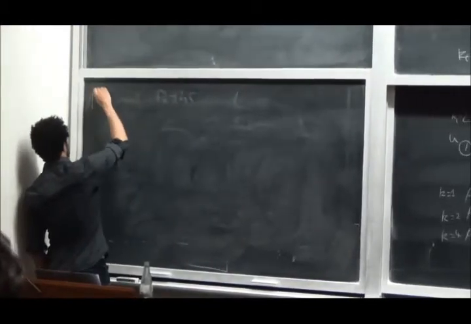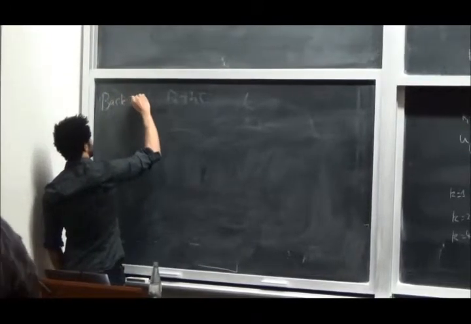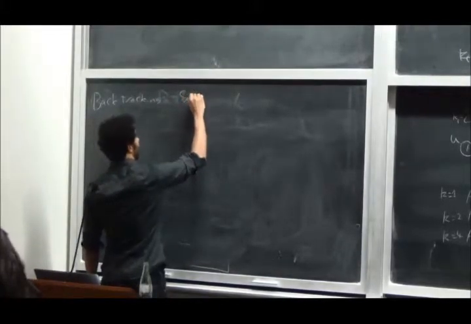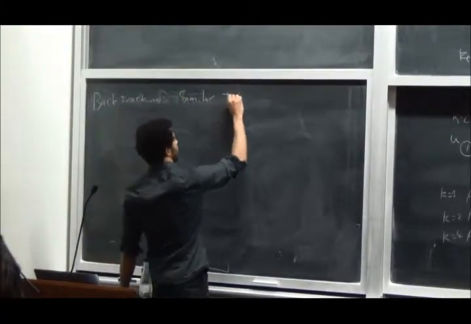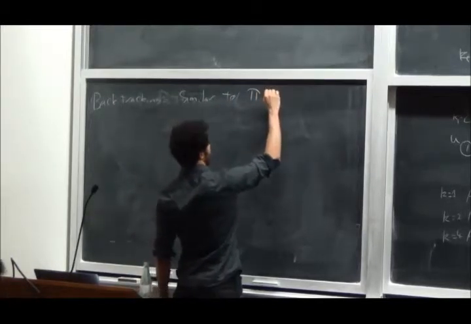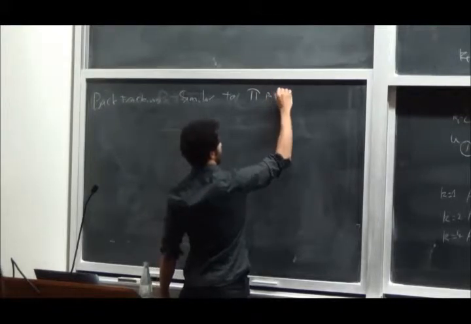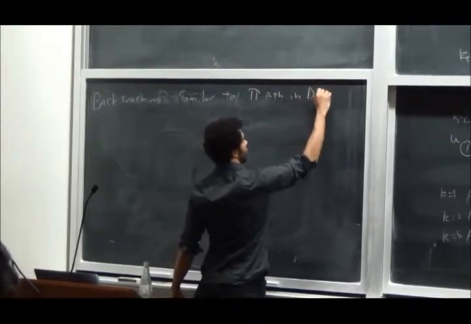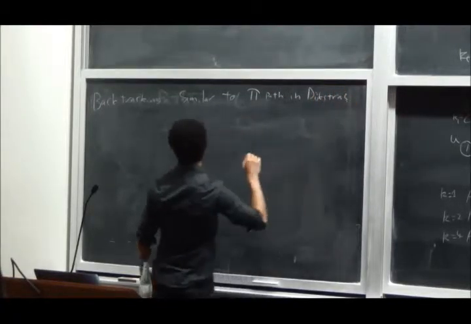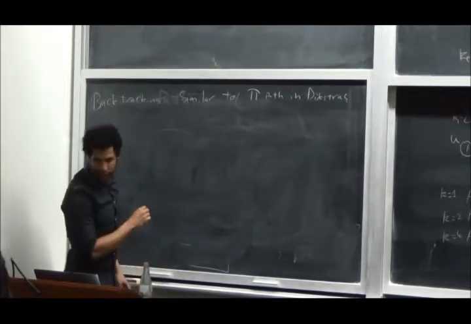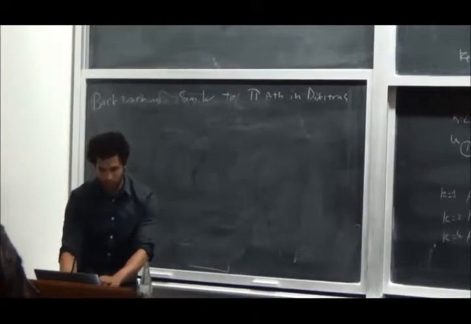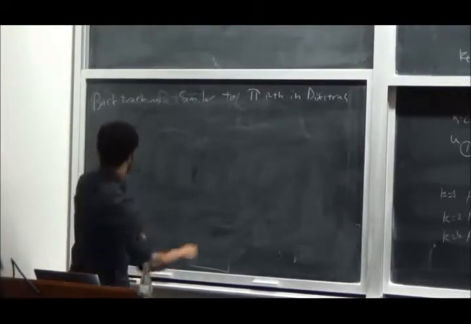Okay, backtracking. It's similar to the predecessor matrix or predecessor path in Floyd-Warshall. So the general idea is that, okay.